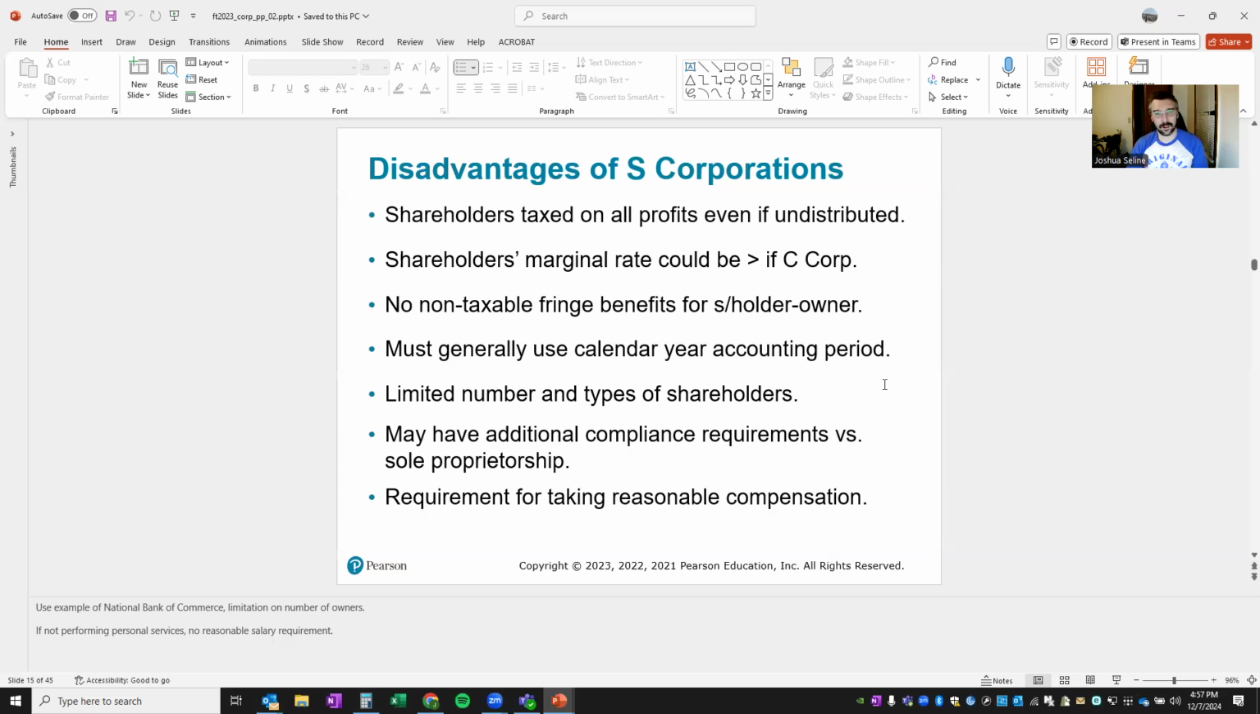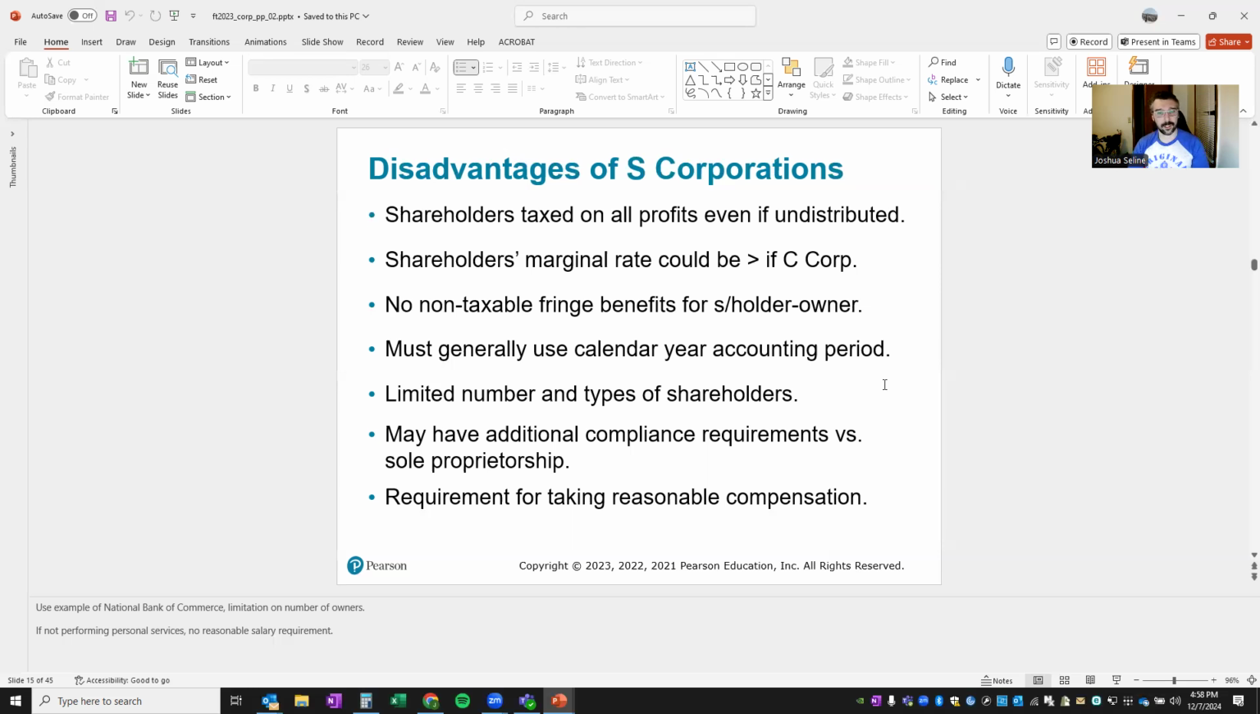Limited number and types of shareholders. So it doesn't get into this, but you can't have more than 100 shareholders. You can't have any alien shareholders. So, we're pretty close to Canada. If you have a shareholder from Canada, you've got to either be a partnership or a C corporation. You're not allowed to be an S corporation.